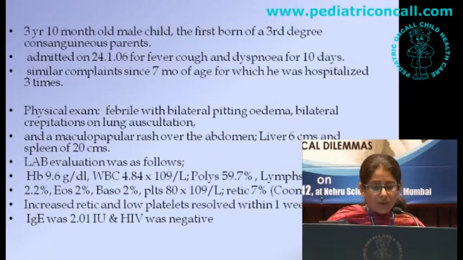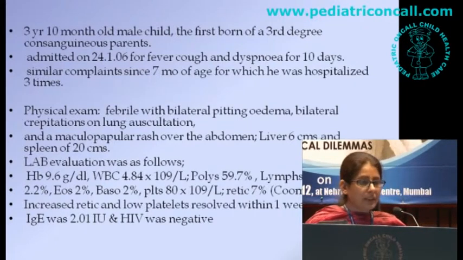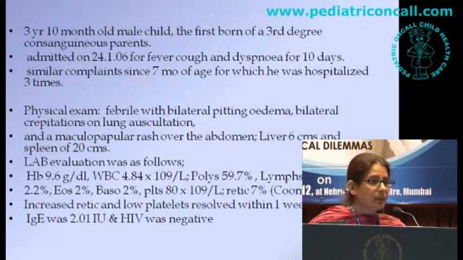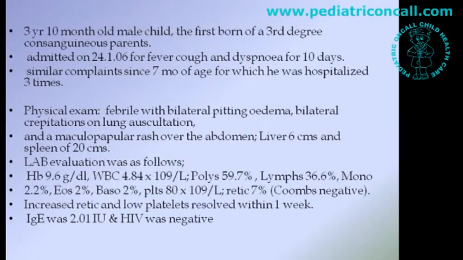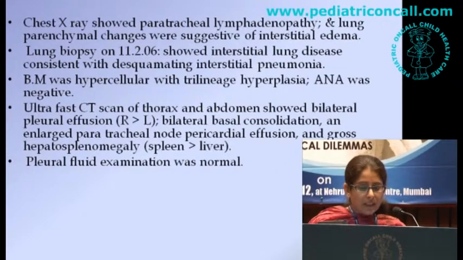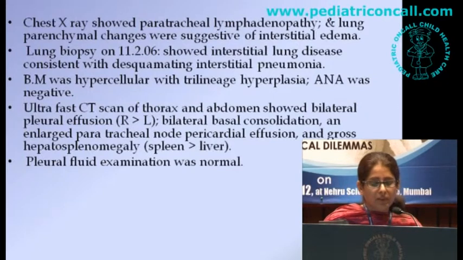On physical examination, he was febrile with bilateral pitting edema, bilateral crepitations on lung auscultation, and a maculopapular rash all over the abdomen. The liver was 6 and the spleen 20 centimeters. The hemoglobin was normal except for thrombocytopenia and an increased retic of 7%, and the Coombs was negative. The IgE was normal and HIV was negative. The chest X-ray showed paratracheal lymphadenopathy, and lung parenchymal changes were suggestive of interstitial edema.